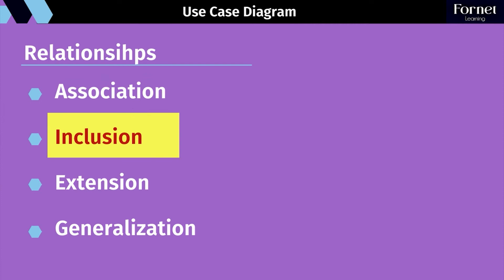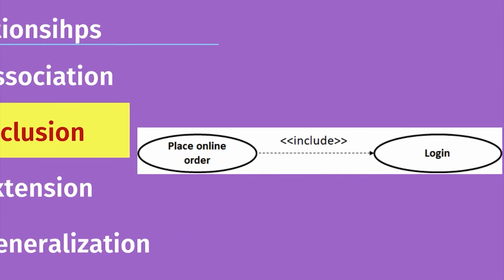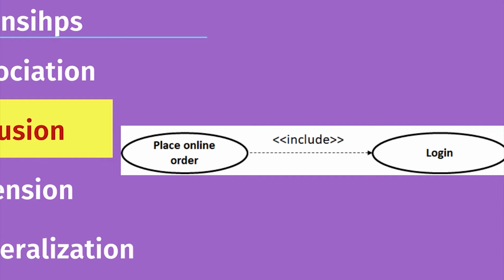The second relation is inclusion. An include relation shows dependency between two use cases. It's used to indicate that the source use case always contains the included use case. For example, here we have the use case place online order that includes the use case login. So we cannot place an order if we're not logged into the website. It's necessary for doing this use case. It's an obligation.